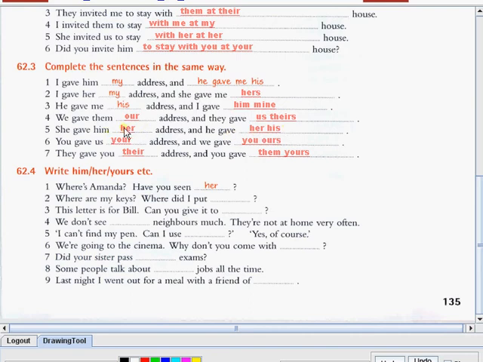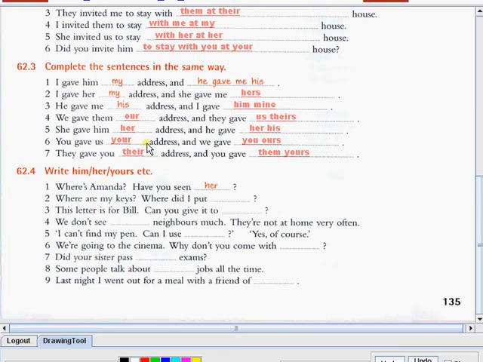5, she gave him her address and he gave her his. So her address, this is referring to the subject she. She gave him her address, and he gave her, again, his address. His refers to the subject he. He gave her his address, he gave her his.